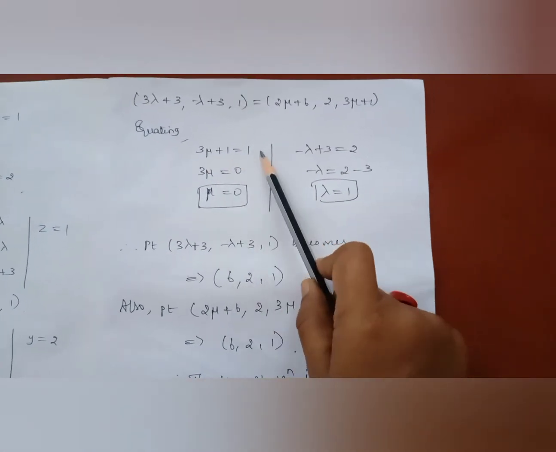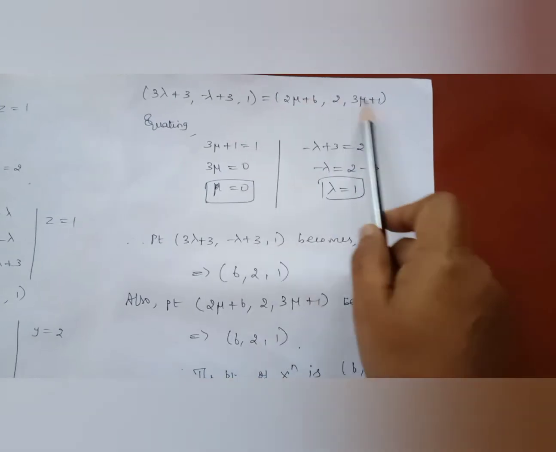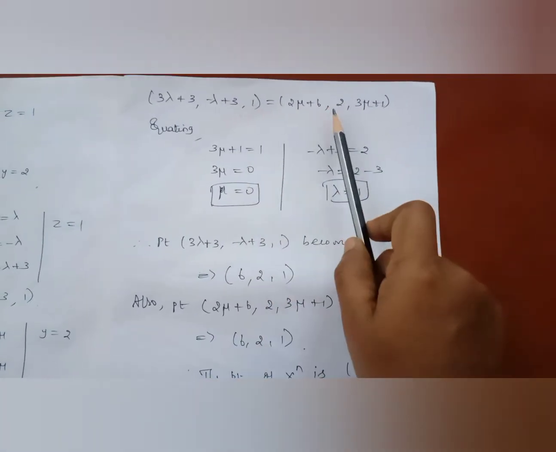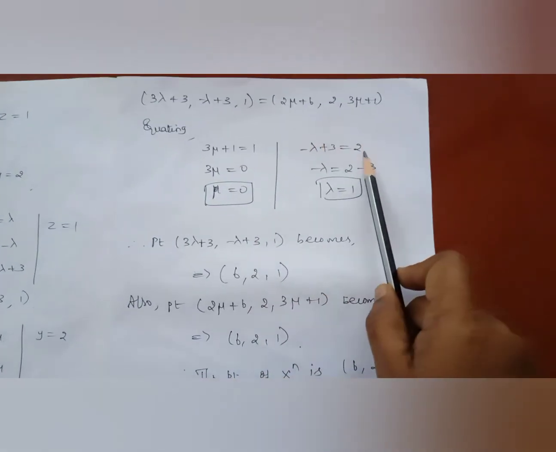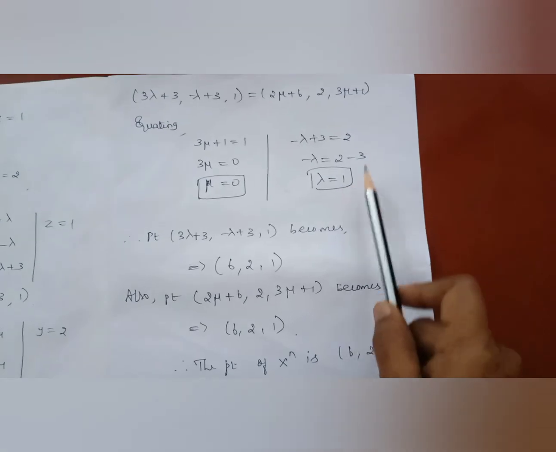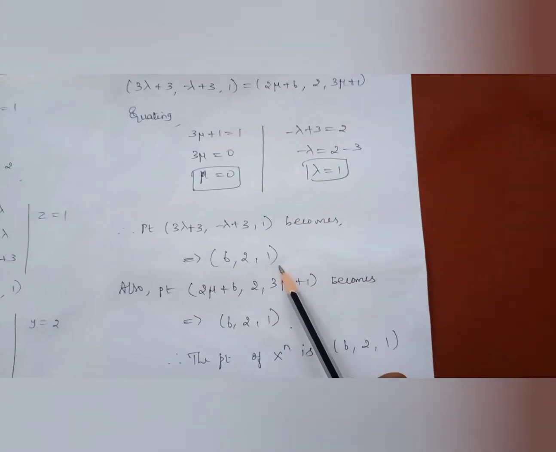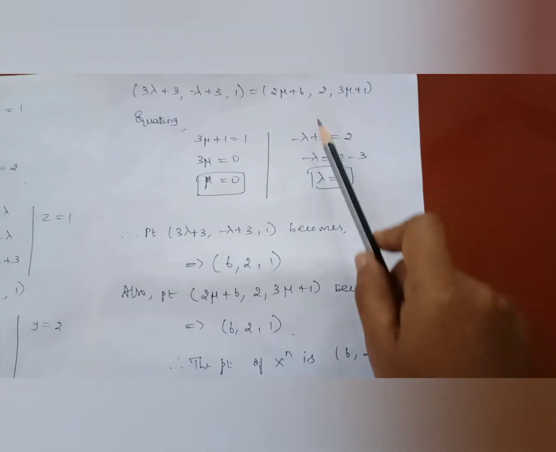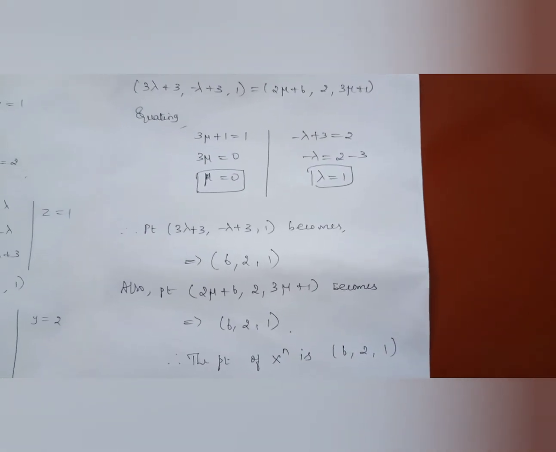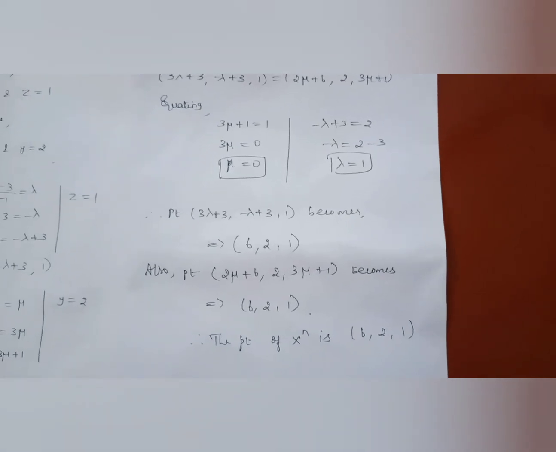So 3 mu plus 1 equal to 1, means the last coordinates, the z coordinates, I am equating, mu equal to 0. And here minus lambda plus 3 is equal to 2, means I get the value of lambda to be 1. If I substitute the lambda value, I am getting it to be (6, 2, 1). If I substitute the mu value also, I am getting it to be (6, 2, 1). So the point of intersection is (6, 2, 1). So this is how you have to do. These kind of point of intersection sums are very, very important 5-mark sums.